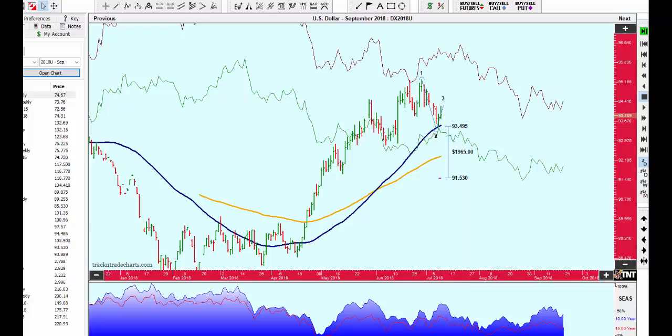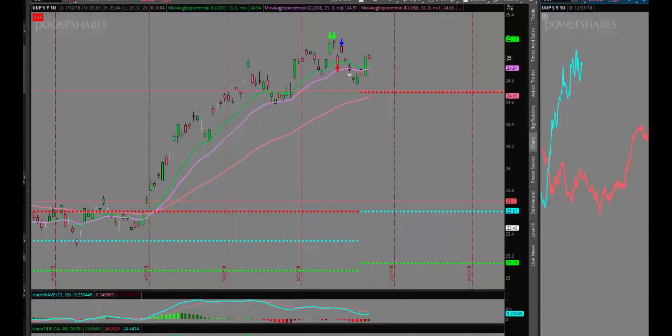Of course, you can short the US dollar index outright or buy put options or sell out of the money call spreads. Same thing with UUP. We go to the option chain, sell out of the money call spreads or at the money call spreads, buy puts or put options, or you can short UUP outright if you choose to do so.